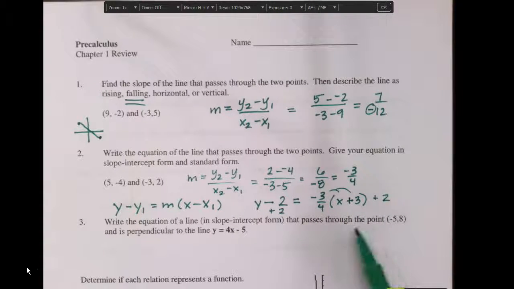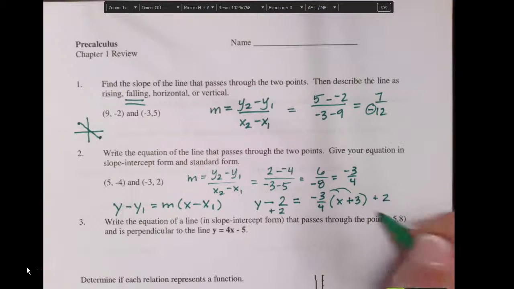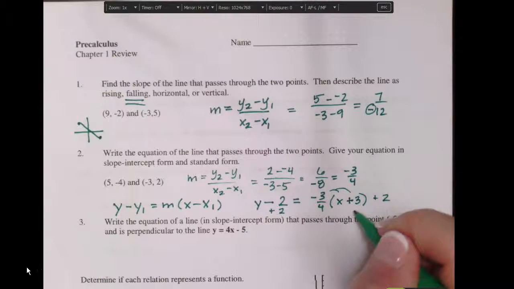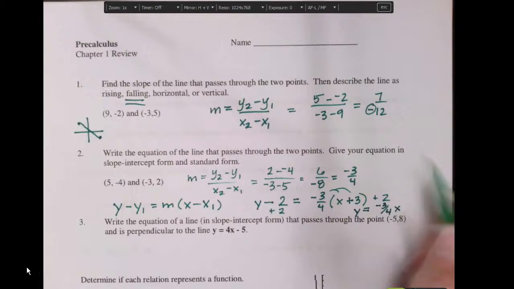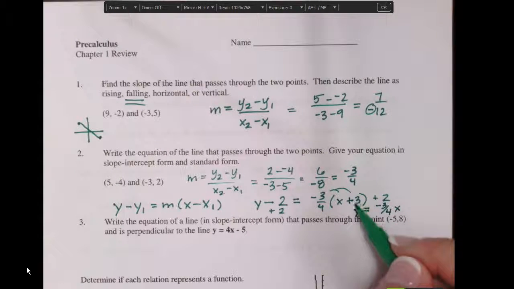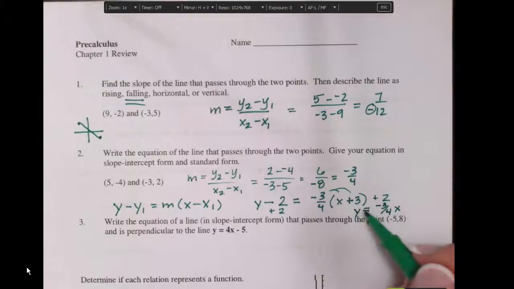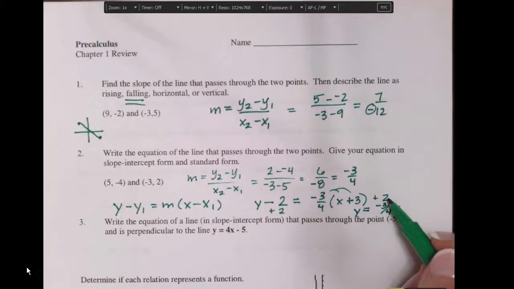So I'm kind of running out of room here. So let's see. After I've added 2, I end up with y equals negative 3/4 x. And then negative 3/4 times positive 3 is negative 9/4, and negative 9/4 plus 2, well, negative 9/4 is negative 2 1/4, and plus 2, that's minus 1/4. So there's my final answer.